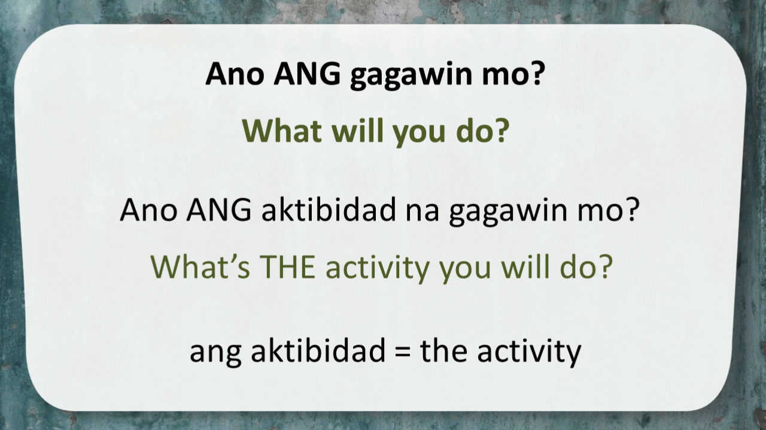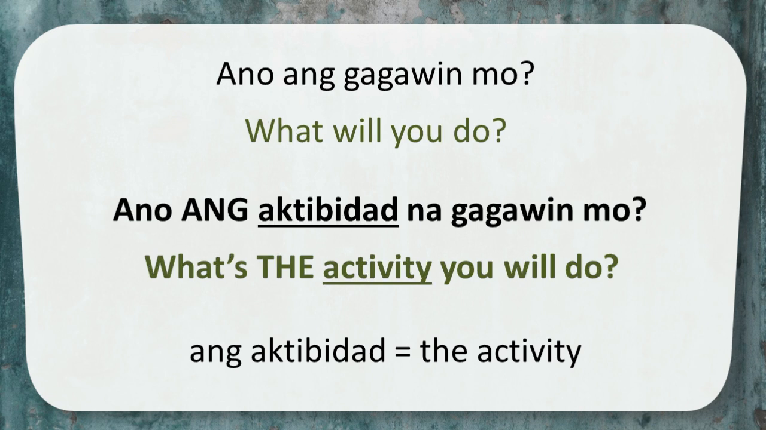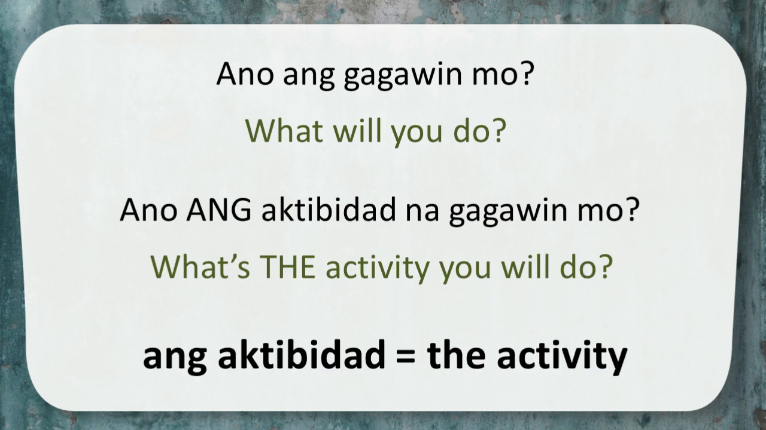Ano ang gagawin mo? Or, ano ang aktibidad na gagawin mo? What will you do? Or, what's the activity you'll do? Ang aktibidad, the activity. Aktibidad or activity is the main topic of the sentence. And you have to remember that the word the or ang comes before the main topic of the sentence.